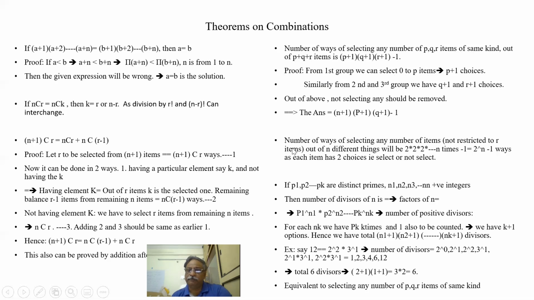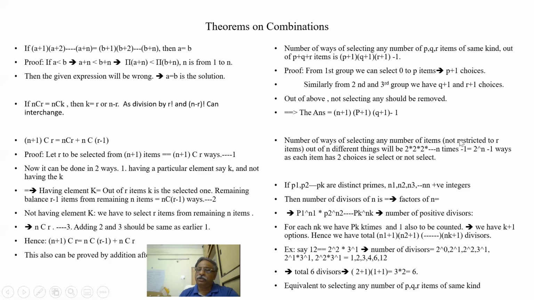So now see another problem. Number of ways of selecting any number of items out of n different things. Here P and Q are of the same kind, say P of the same apples, Q bananas or pomegranates, but same kind. Here it is n different kinds. They have nothing the same. So in such a case, how to select any number of items? I can select 1, I can select 2, I can select 3. So it is not restricted to R items. It can be 1, it can be 0, it can be n.